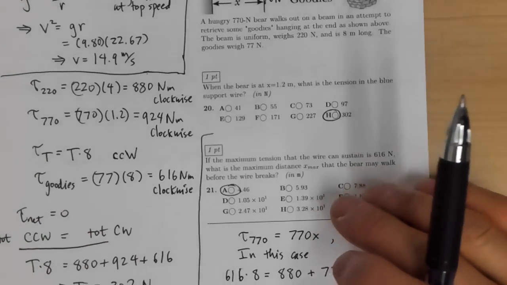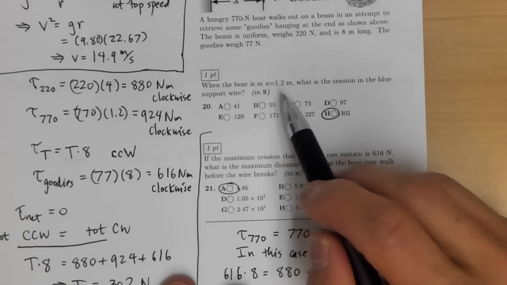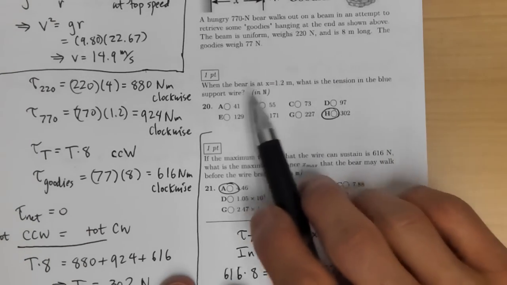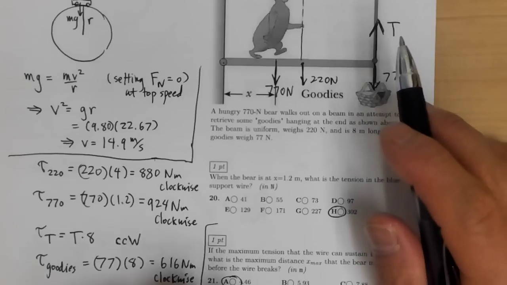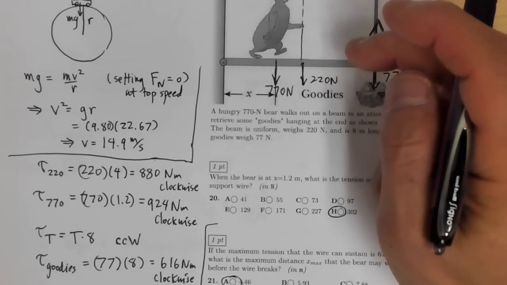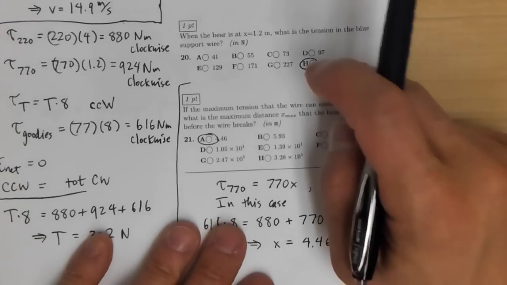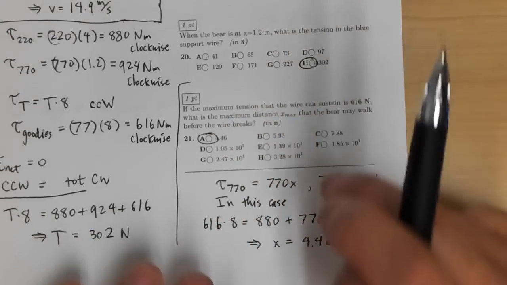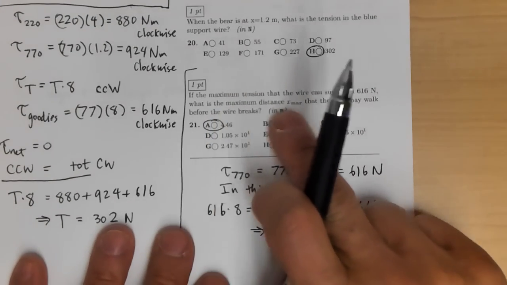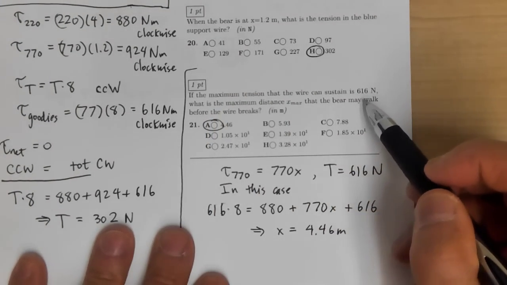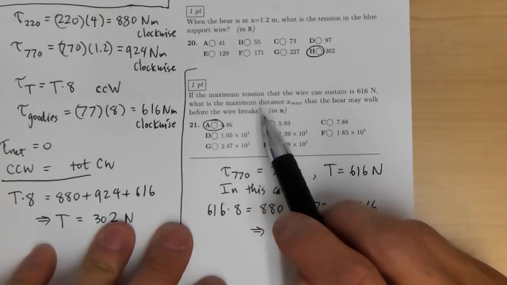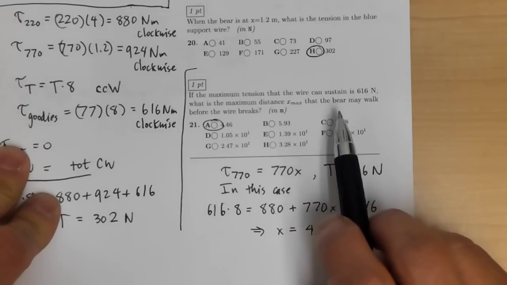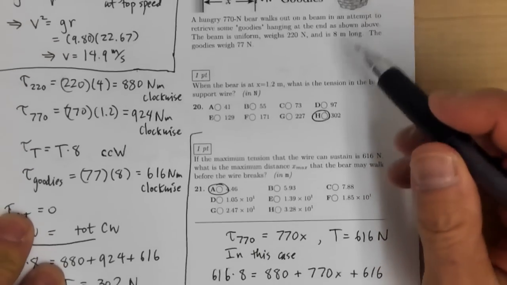Now, they ask when the bear is at x equals 1.2 meters, what is the tension of the support wire? Okay, so now in this case, no, sorry, we already did this one. It's this one we're going to do. If the maximum tension that the wire can sustain is 616 newtons, what is the maximum distance x max that the bear may walk before the wire breaks?